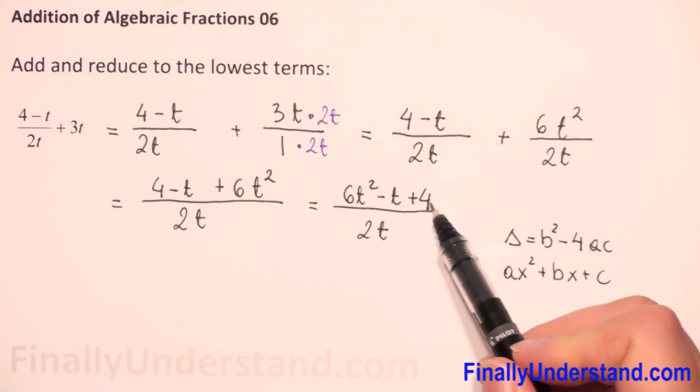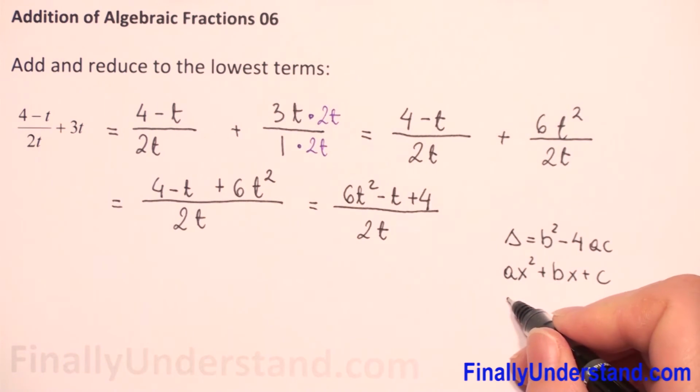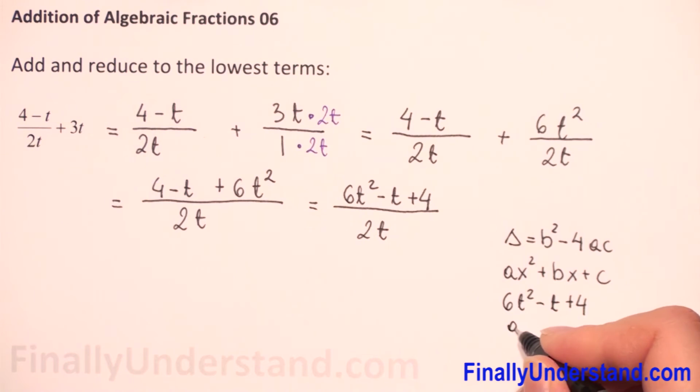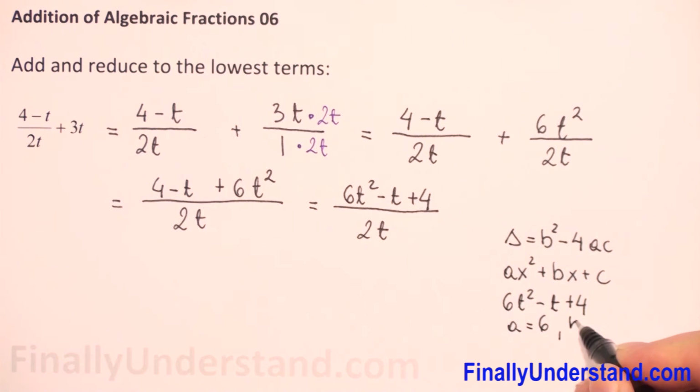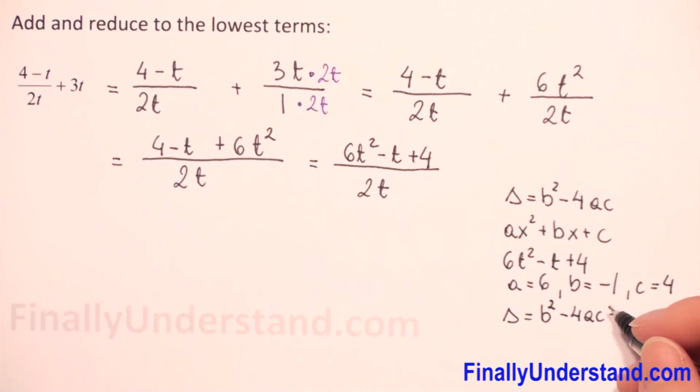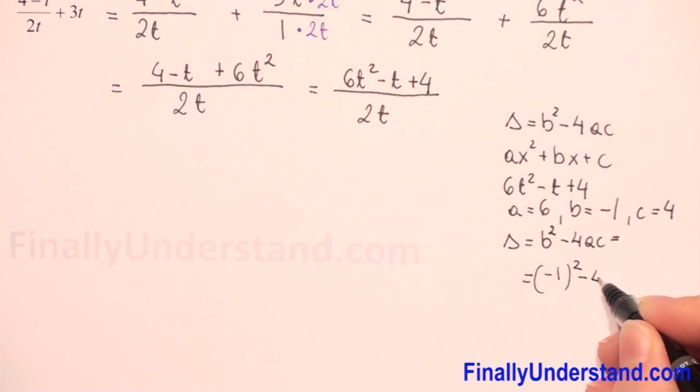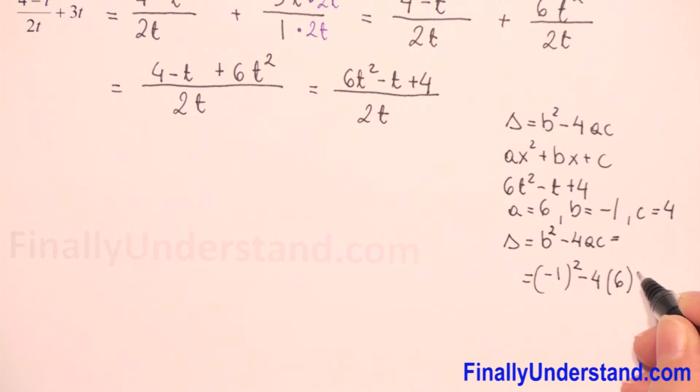So now let's check our general quadratic trinomial. We have 6t squared minus t plus 4. a is equal to 6. b is equal to negative 1. Before t we have a negative, invisible 1, and the constant c is equal to 4. So delta will be b squared minus 4ac. This is equal to, b is negative 1 to the second power minus 4 times a, which is 6, and times 4, which is c.